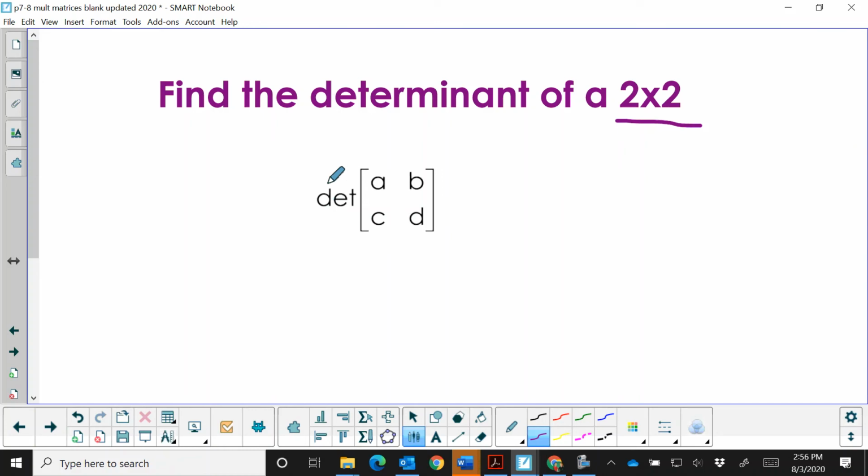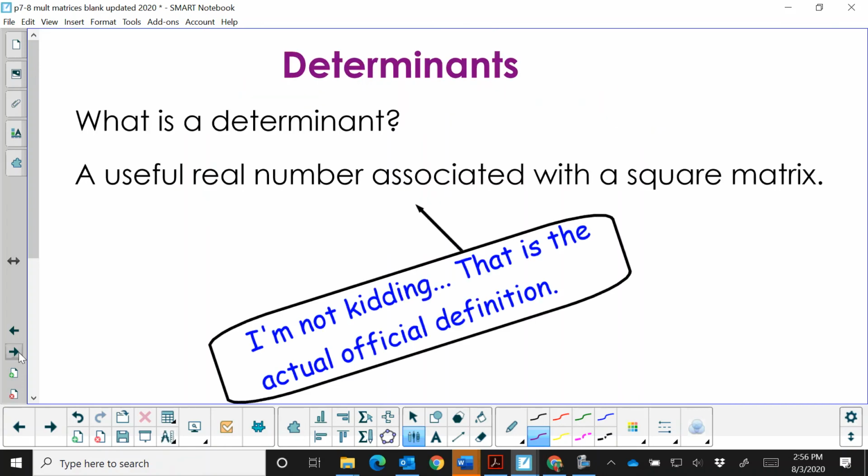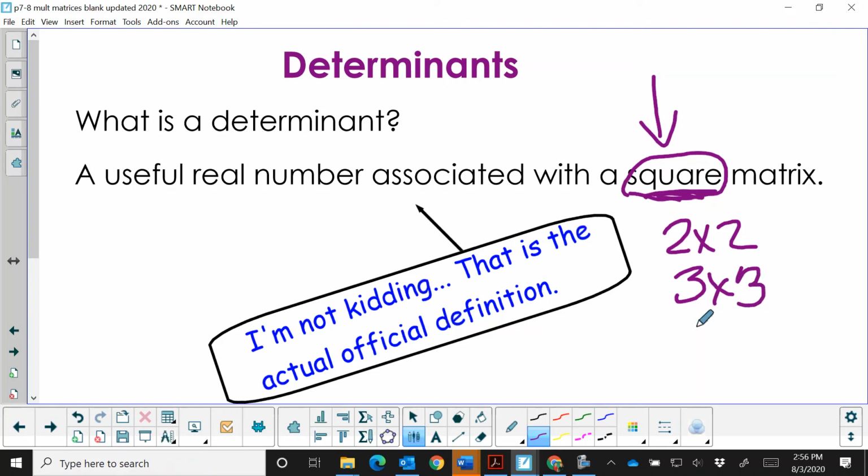So if you're looking for a determinant, it might say DET, meaning determinant of this matrix. And a matrix has these big brackets around it, so you can recognize it. So what is a determinant? Well, a determinant is a very useful number that we associate with a square matrix. So in order to find a determinant, it has to be square, meaning it has to be a 2 by 2 or a 3 by 3 or a 4 by 4, but it has to be square. And really, I'm not kidding, that's the official definition. And you'll find out we do use it with inverses, which you're going to learn tomorrow.